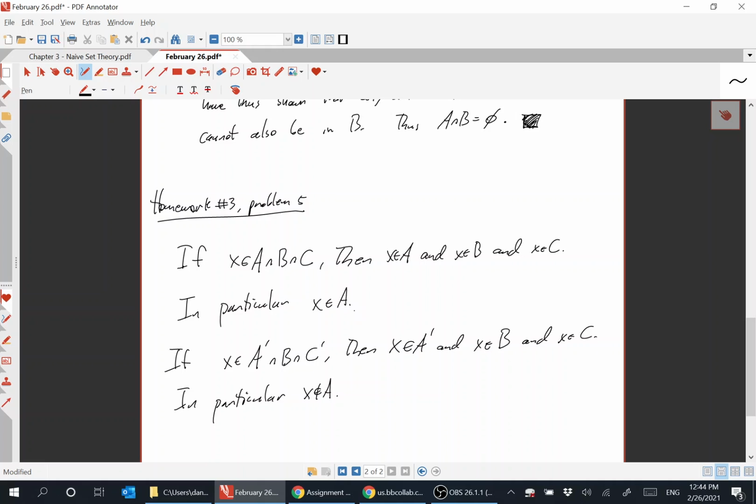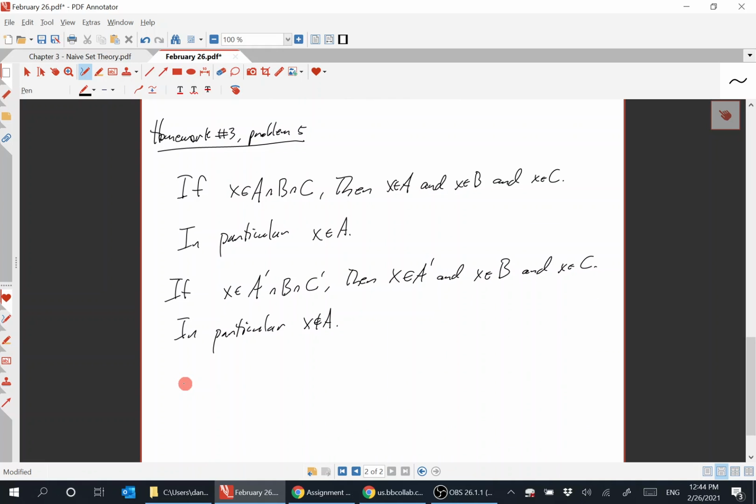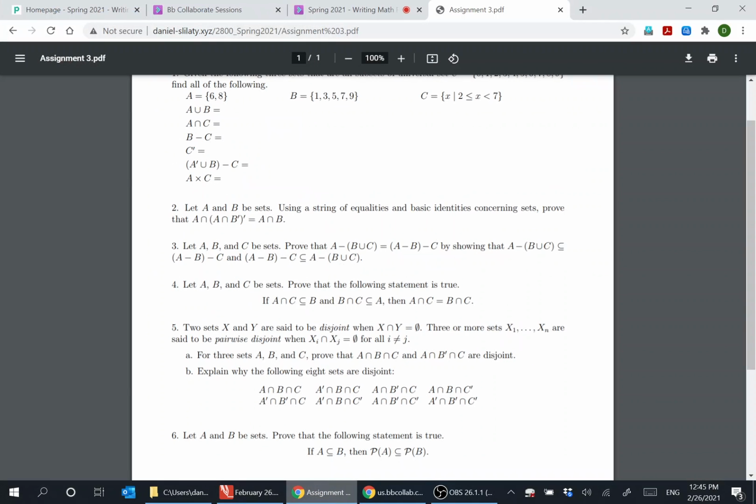Right. So these sets, A intersection B intersection C and A complement intersection B intersection C, are disjoint. What's disjoint mean? The intersection is empty. The term disjoint is used a lot, so it's definitely a term you want to get used to.